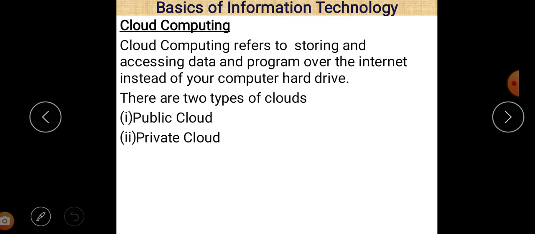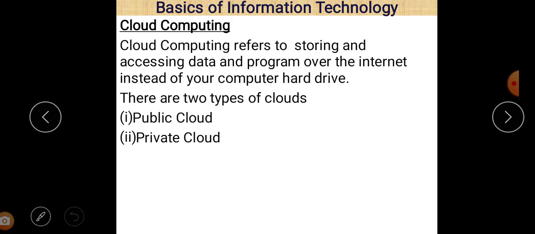Our next topic is cloud computing. That is a most important topic. Cloud computing. So what is cloud computing? Cloud computing refers to storing and accessing data and programs over the internet instead of your computer hard drive. So in cloud computing, we save our data and our programs over the internet instead of our computer hard drive. So that is the main advantage of cloud computing.